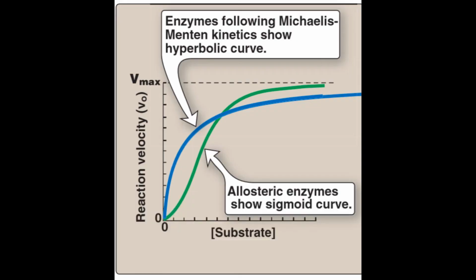So the rate of an enzyme catalyzed reaction increases with substrate concentration until a maximal velocity, which is denoted as Vmax, is reached. Normally, enzymes show a hyperbolic curve, as shown by the blue lines, but allosteric enzymes, which I'll speak about in another video, show sigmoid curves. You need to know the difference.